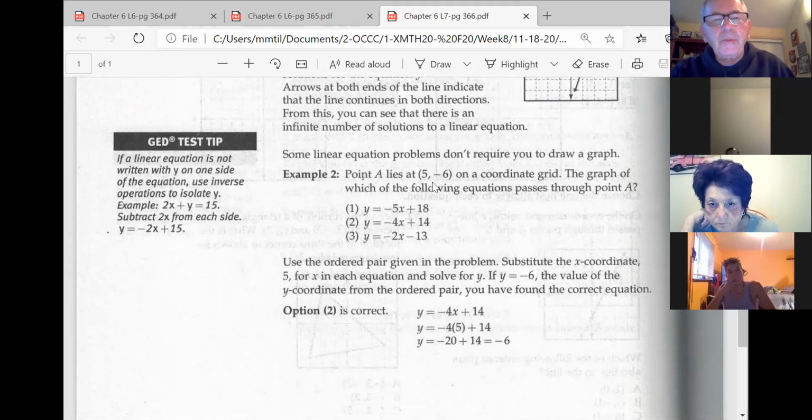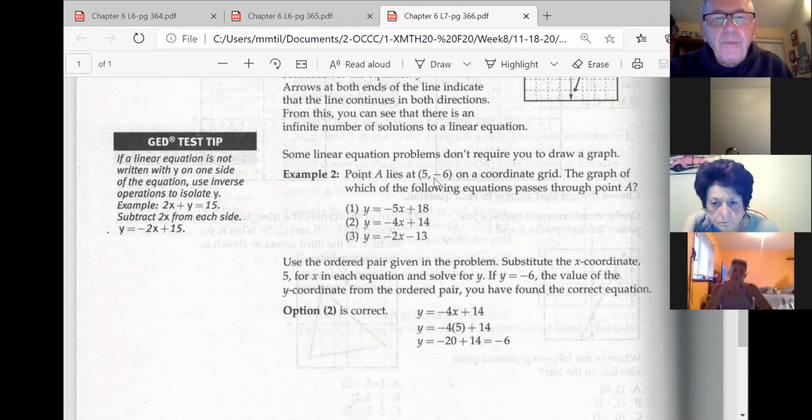Now there's example 2. They're saying point A lies at 5 and minus 6 on the coordinate plane. Which of the following equations' graphs pass through that point? So in this one, you're trying to see if this point satisfies any of these 3 equations by putting 5 in for x and minus 6 for y. You plug those numbers in here and see whether it's balanced, whether it equals.